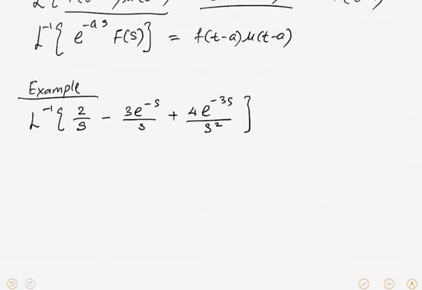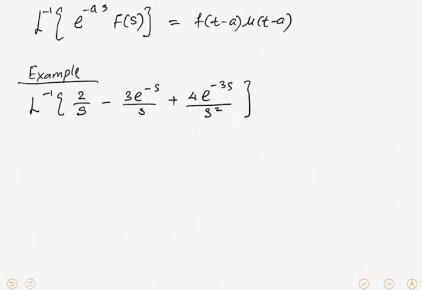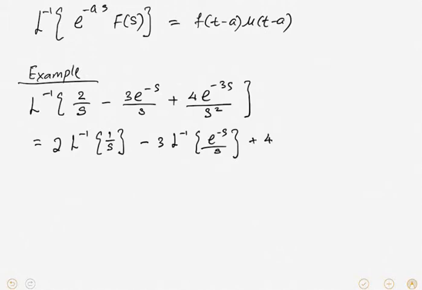So how do you solve this question? First of all, let's take out the constants. What is the constant here? If you look at the 2 over s, the constant is 2. So you take out the 2 first. And then for 3 e to the power negative s over s, 3 is the constant. And then for the 4 e to the power negative 3s over s squared, 4 is the constant.